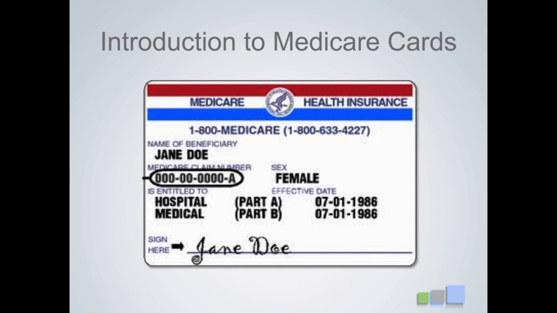This is a traditional Medicare card. It shows coverage for both Part A hospital care and Part B doctor visits. As of 2013, the Medicare ID is the patient's Social Security number plus a letter. This may change in the future.